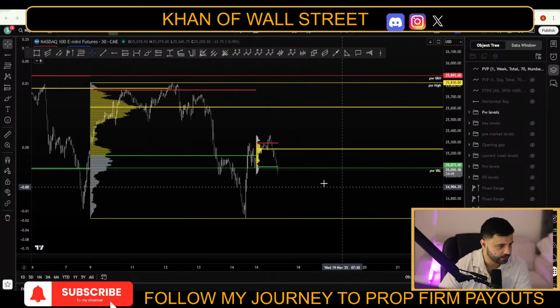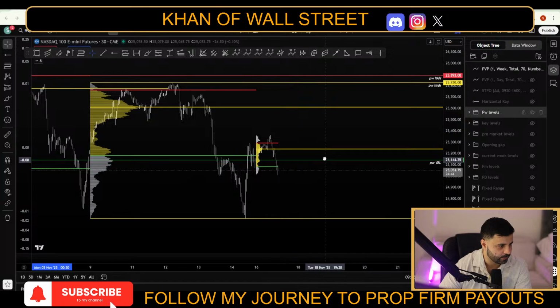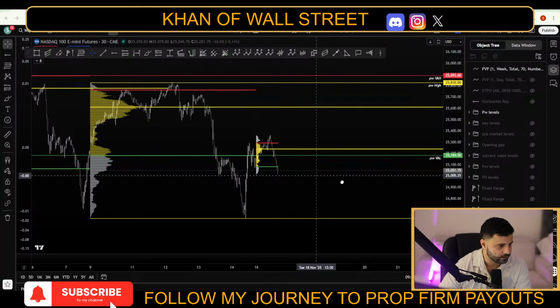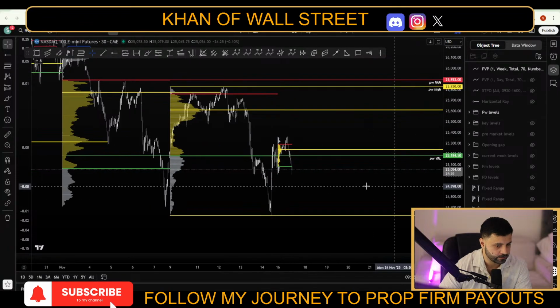You can see the NQ is trying to keep up that value area low. Actually, the value area low is here. Okay, the value area low is here. Yeah, that's it. Now I've got it.